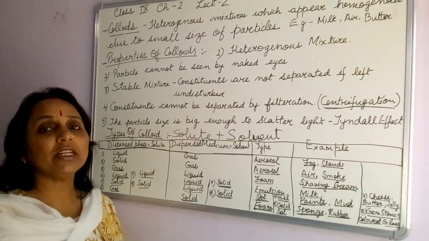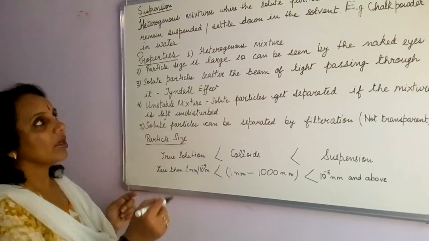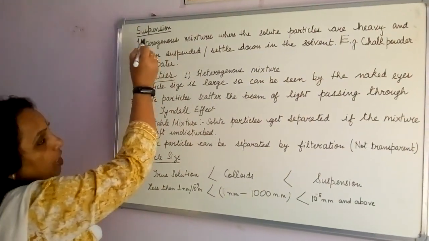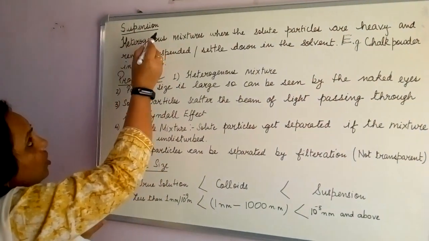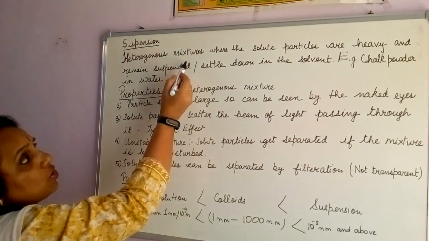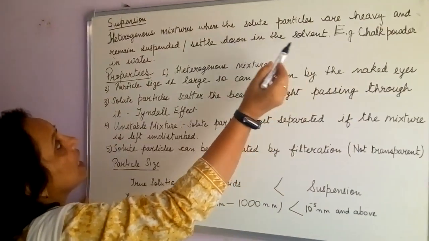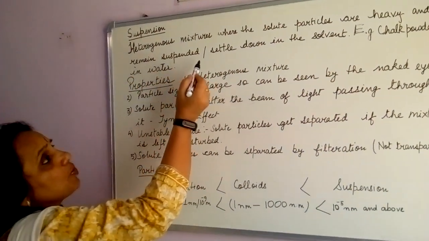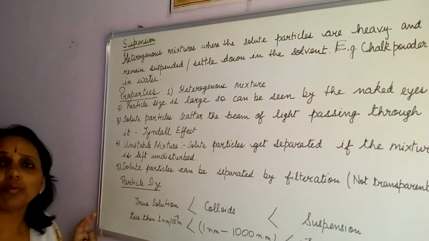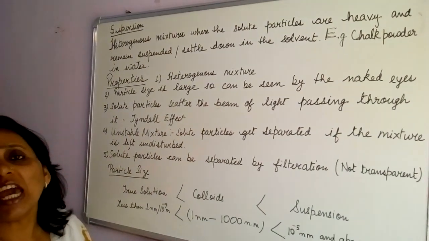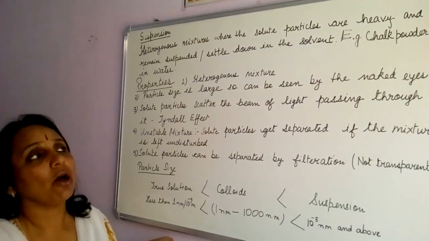Okay, now let us study about the suspension. Come, let us study about suspensions. So this is the third type of mixtures. Suspensions are heterogeneous mixtures where the solute particles are heavy and thus they remain suspended or they settle down in the solvent. The solute particles which are put in the suspension are very heavy, so either they remain suspended, or they settle down gradually.